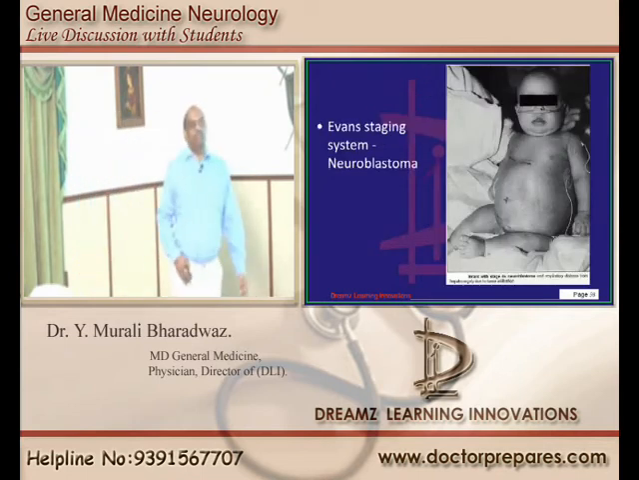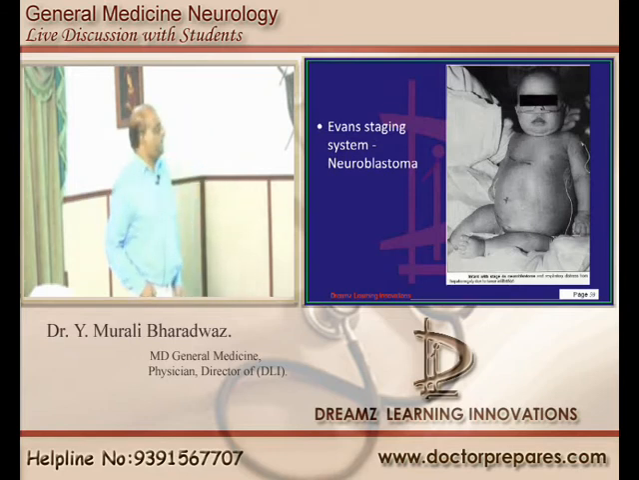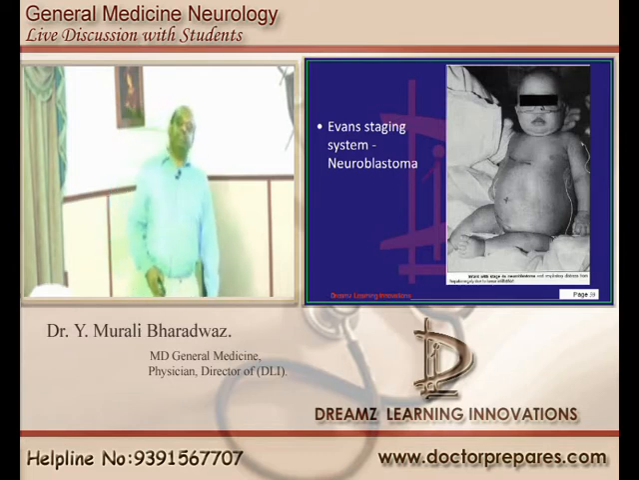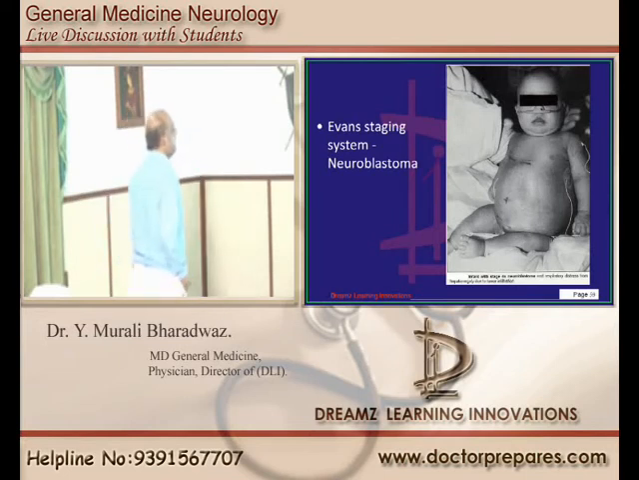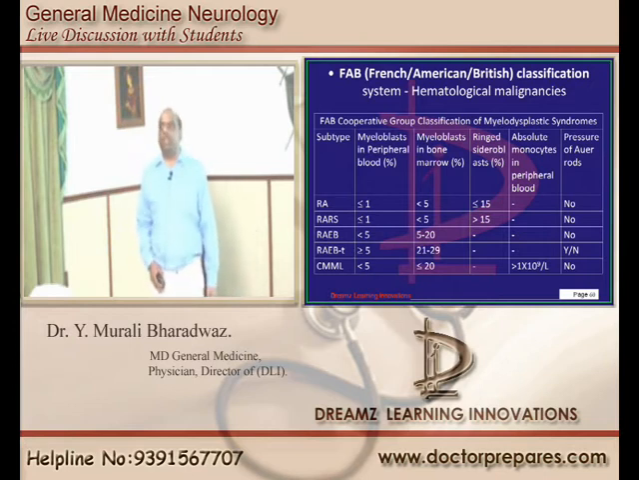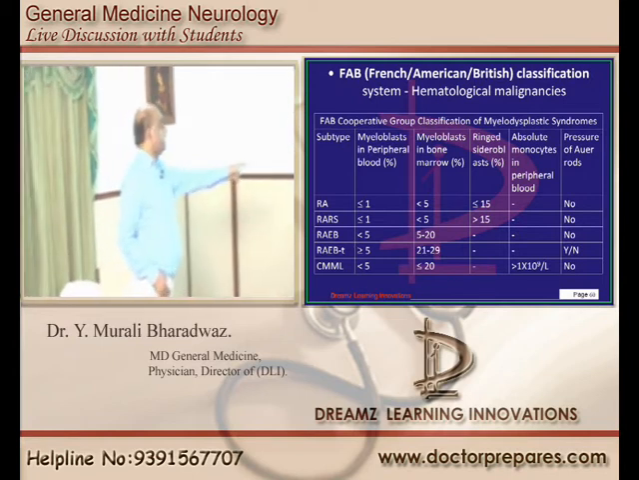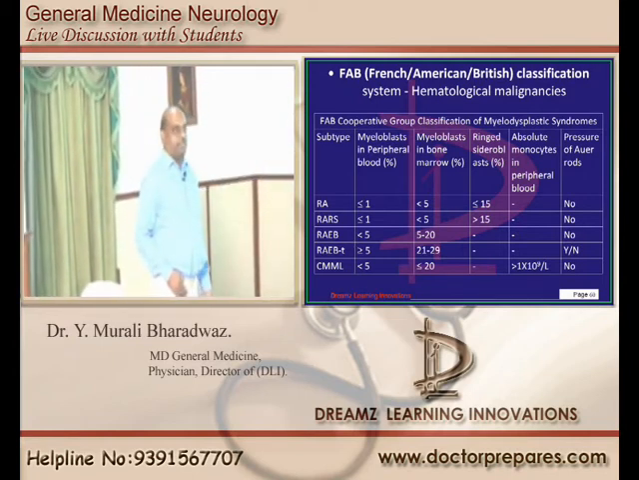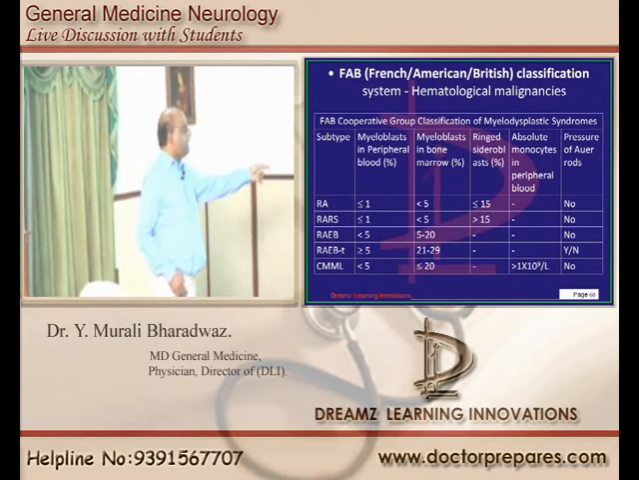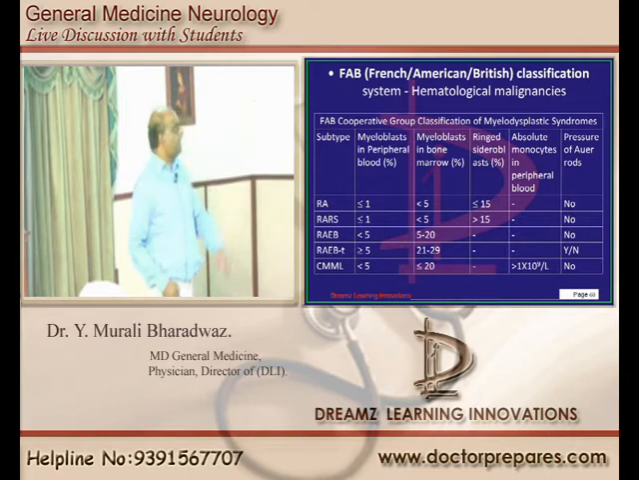Then neuroblastoma, we use Evans staging, whether the liver is involved, whether metastasis is there or not, and also the International Neuroblastoma Staging System, INSS, is another system which is also used for neuroblastoma. Then the French American British classification system, FAB, where do we use it? We use it in the myelodysplastic syndromes where ringed sideroblasts are there, or ringed sideroblasts with erythroblastic transformation is there, or chronic myelomonocytic leukemia, leukemic cells are there. Based on all that story we call it FAB classification.